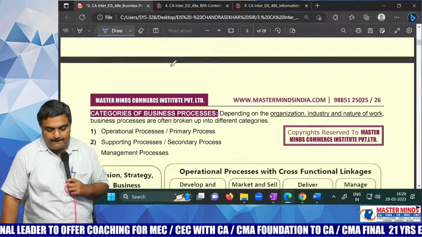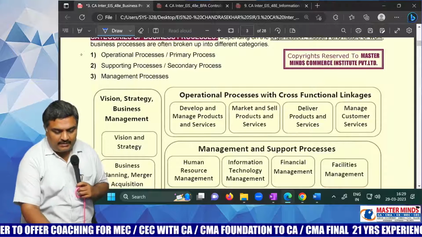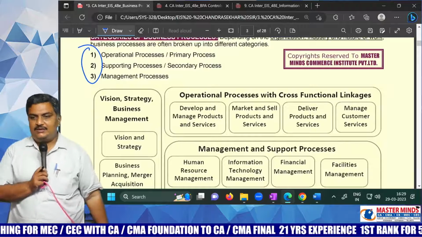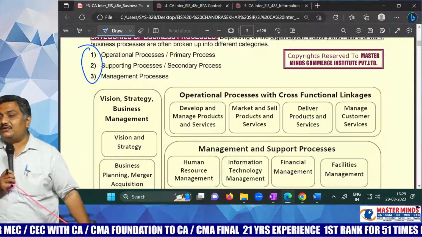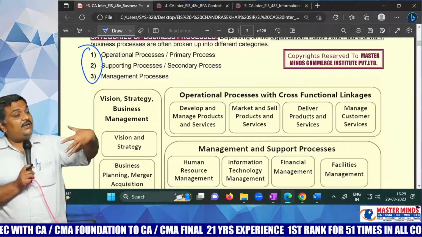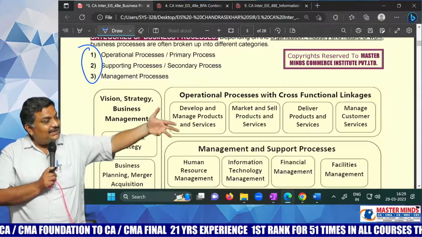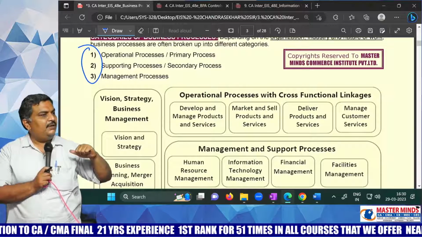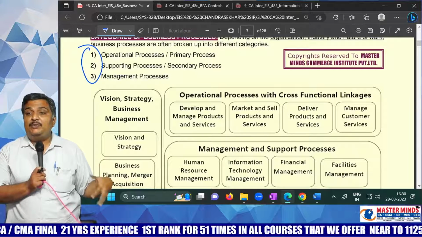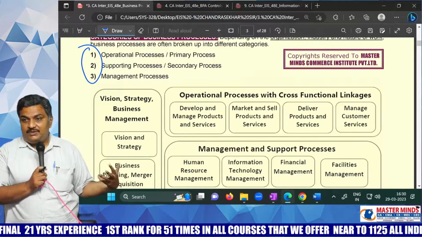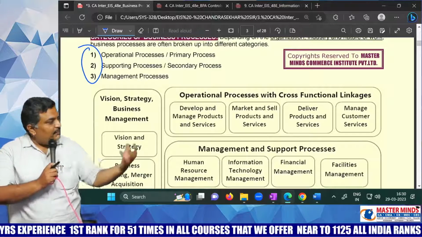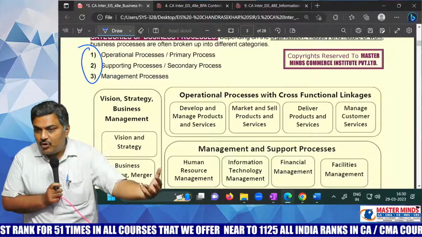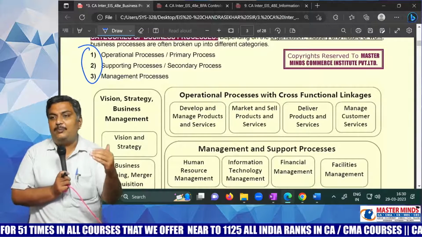Now, how many types of business processes are there? Operational processes, supporting processes, management processes. What are operational processes? Operational processes are primary processes. Primary processes means the processes that you do to service the customer directly. That is called an operational process. Let me tell you. I want my salespeople to be very honest and polite with my customers. So, whenever you come to my shop, my sales boy will behave in a very polite manner, will be very cooperative to you and will sell goods to you. That is an operational process.